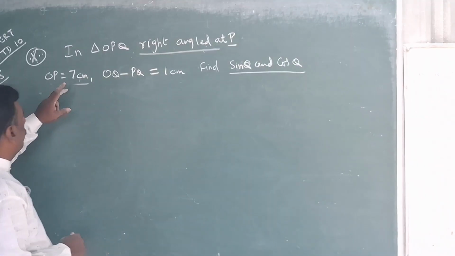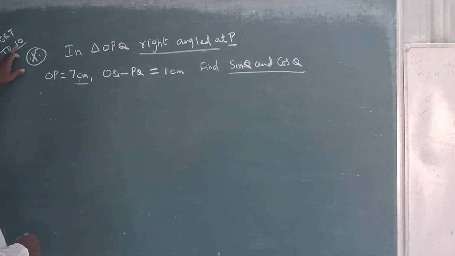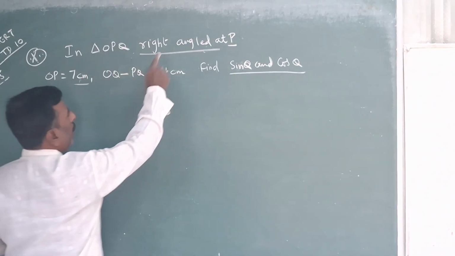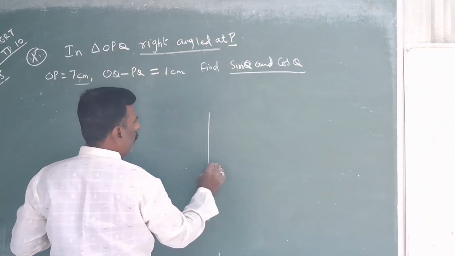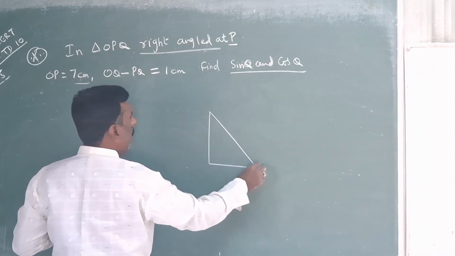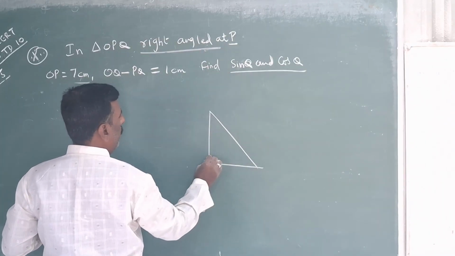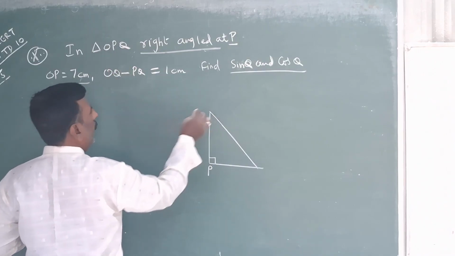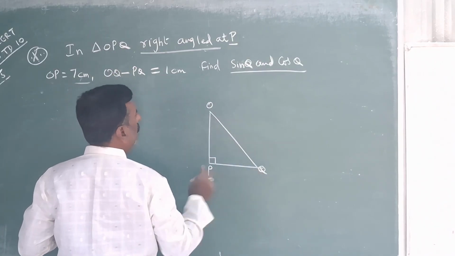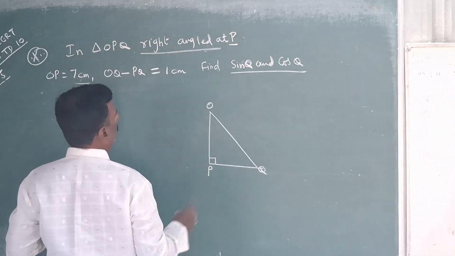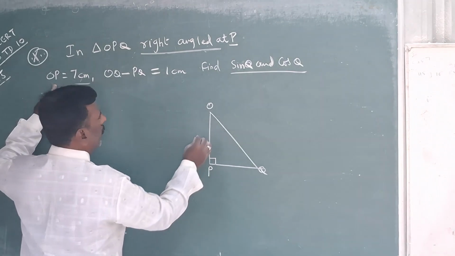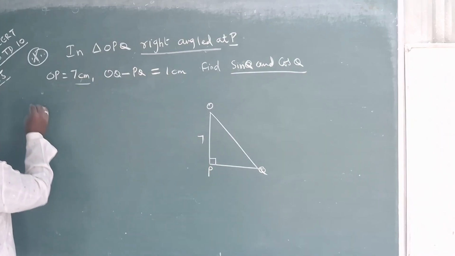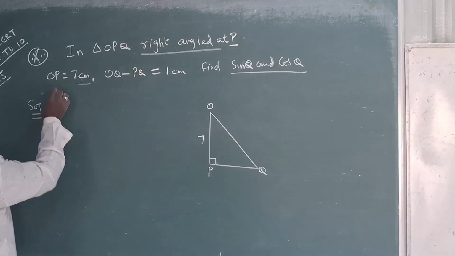Here we are going to solve the first problem, which is in standard 10 CBSE, example 5. In triangle OPQ, right angled at P. So first of all, I am going to draw a right angle triangle. It is clearly given, right angled at P. The remaining vertices are O and Q, wherever you want, put OQ. So this is the right angle at P. Given OP equal to 7 centimeters. That's all.